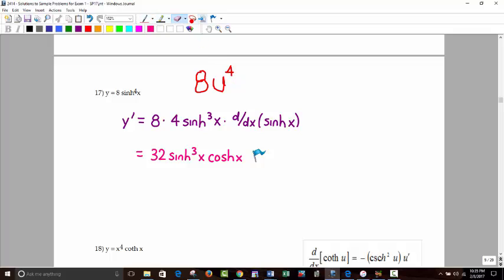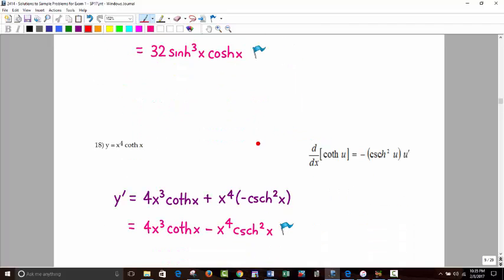So you see the 4 comes down. That changes the exponent, and the exponent becomes 3. And then I need to tack on the derivative of hyperbolic sine, which I did not put the formula there, but it's on the formula sheet. The derivative of hyperbolic sine is hyperbolic cosine, positive. So you would just end up with 32 hyperbolic sine cubed times hyperbolic cosine.